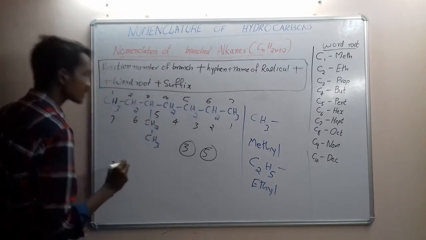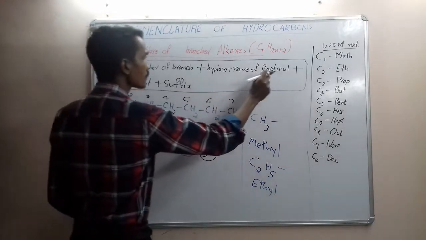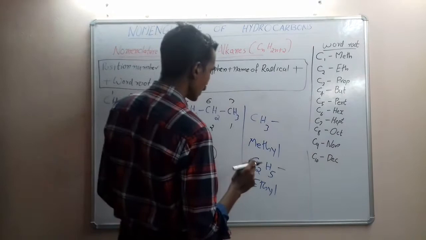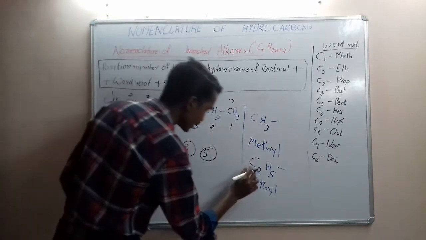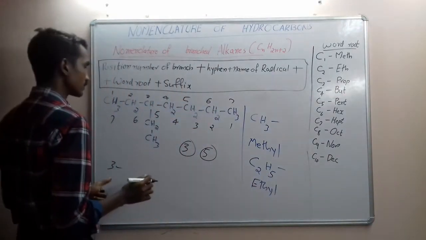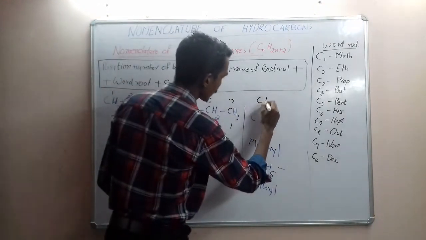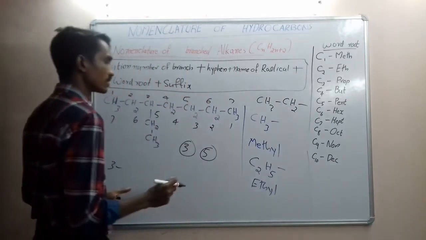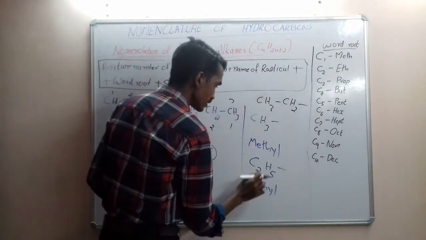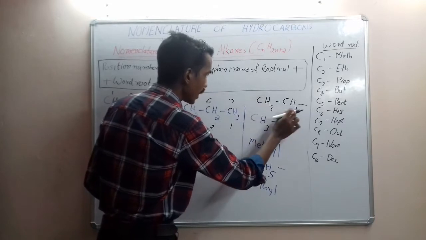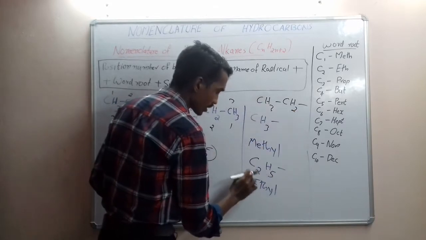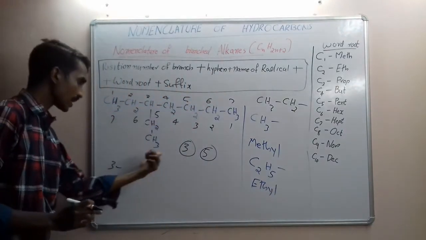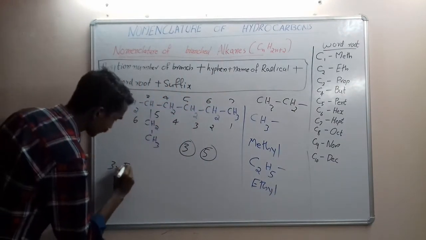Then a hyphen, and the name of the radical. So here CH3 and CH2 together means we write C2H5. CH3 and CH2, so C2, 3 and 2 is equal to 5. We call it ethyl. So this alkyl radical name is ethyl.